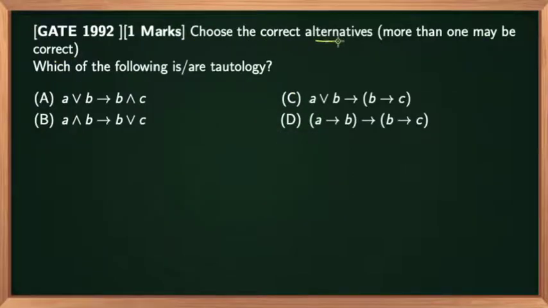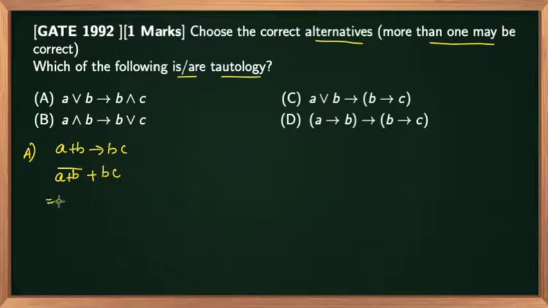Choose the correct alternatives. More than one may be correct. Which of the following are tautologies? So first choice, we have A plus B implies BC, right? So if this is a tautology, then this expression should evaluate to true, right? So we know that this is equal to (A plus B)bar plus BC. That's equal to A bar into B bar plus BC, right?